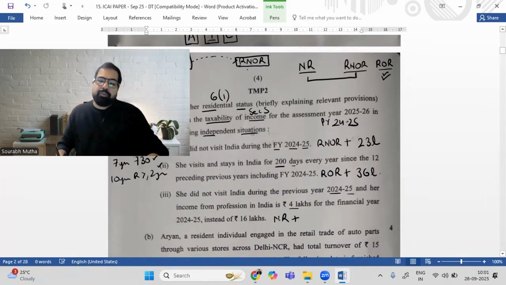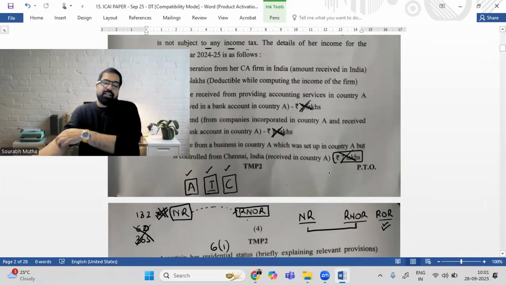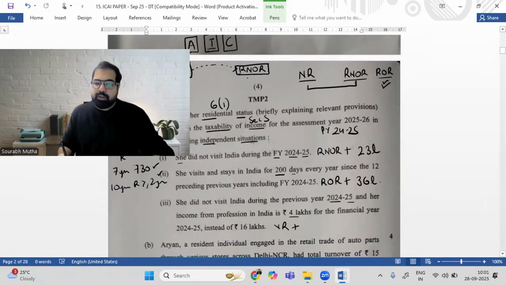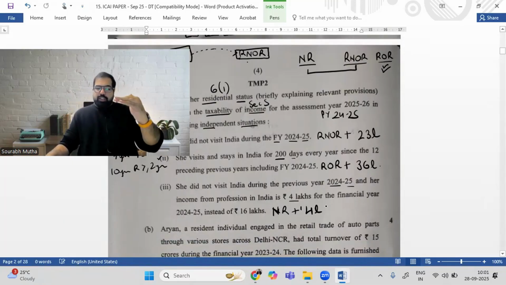As a non-resident, she will be only taxed on income which is earned, received, deemed, etc., in India. So is this earned, received in India? Yes, 4 lakh. This has no connection to India. This has no connection to India. This is the previous year plus one, but we are talking about a non-resident. A non-resident is only taxed on the previous year income, not the plus one. So her Indian income will only be 4 lakh rupees. So the last answer is NR, and this is 4 lakh. So there are three answers you got.